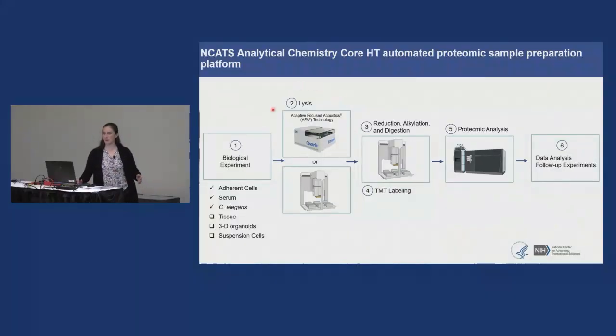And what we're really excited about in bringing in the Covaris R230 instrument is that it is really capable of working with much more difficult sample types. So we're excited to now further expand this platform to processing tissues, 3D organoids, or suspension cells.